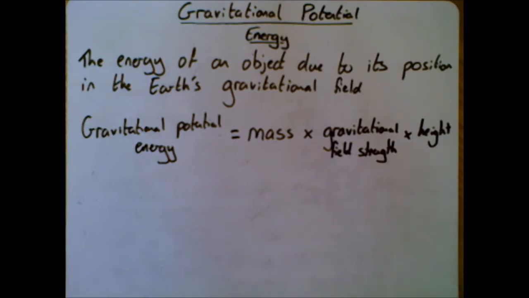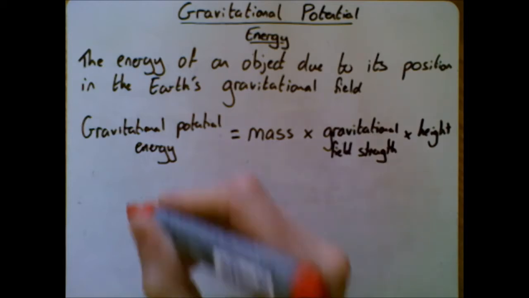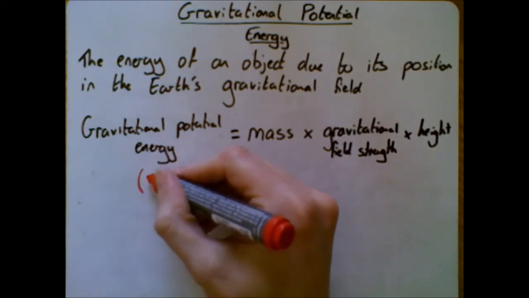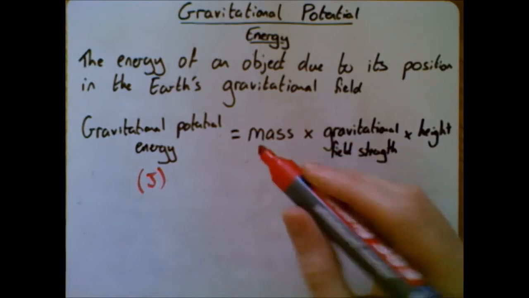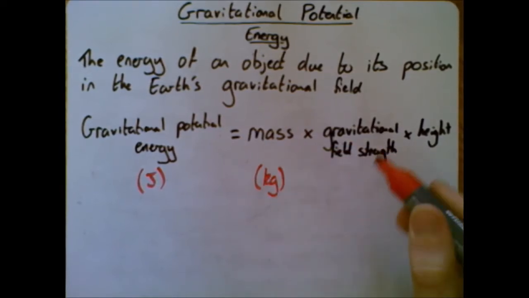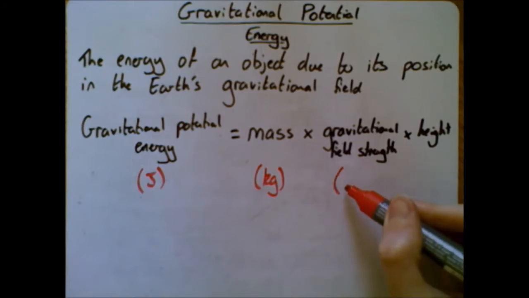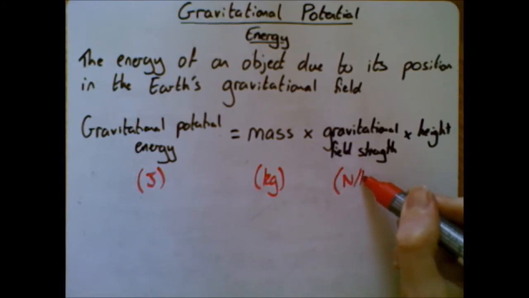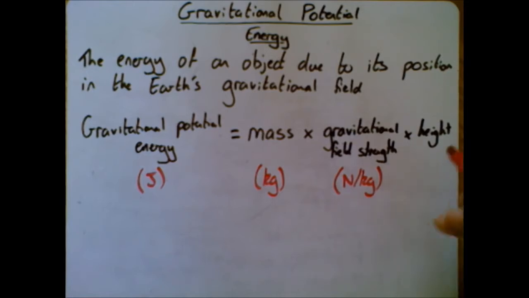Let's think about the units here. Gravitational potential energy we know is measured in joules because it's energy. You're probably getting quite used to that by now. Mass measured in kilograms. Hopefully you can remember gravitational field strength. Yep, that's right. I'm sure you just said newtons per kilogram, and height measured in meters. So those are our units.